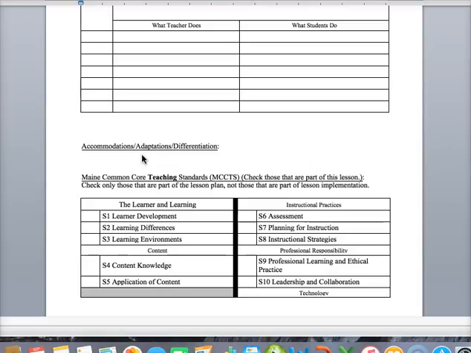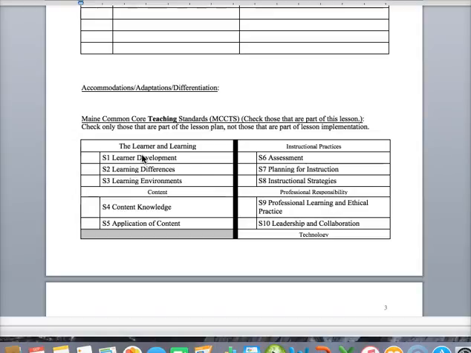Same with adaptations. And then because you are being held to Common Core teaching standards, this is about you now, not about the student. This is about you and those standards that apply to your teaching. Okay, so although most all standards may occur in the implementation of a lesson, you need to click the ones that are most clearly evident, okay?